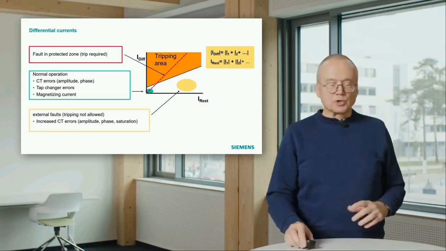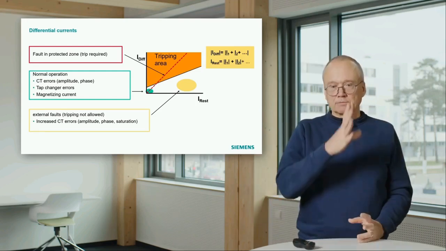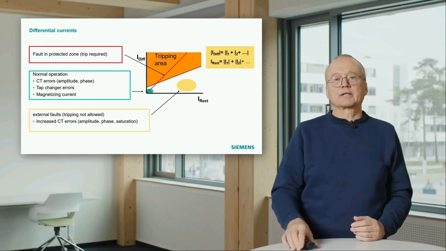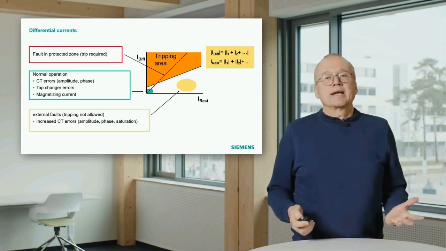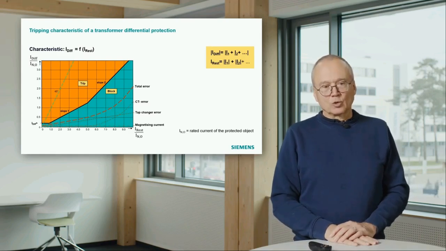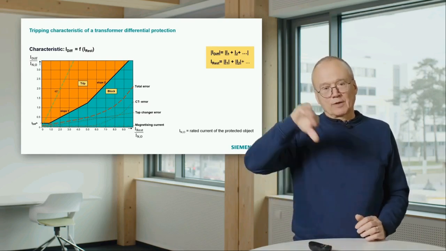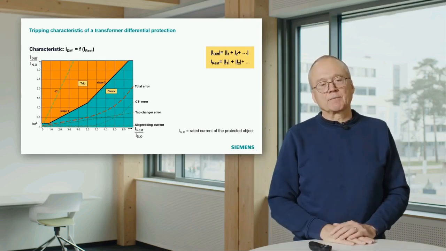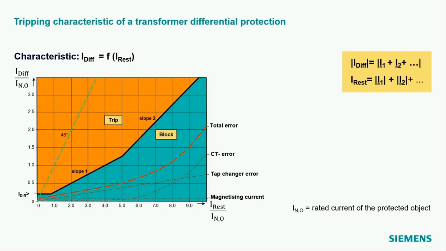This plot shows just the principal thing, the differential and restraint current diagram. In reality, the diagram in our protection relays looks like this. That means we have a stepped characteristic. Remember what I told you in line protection. There we also represent the current transformers with two different values. You have the same thing here.